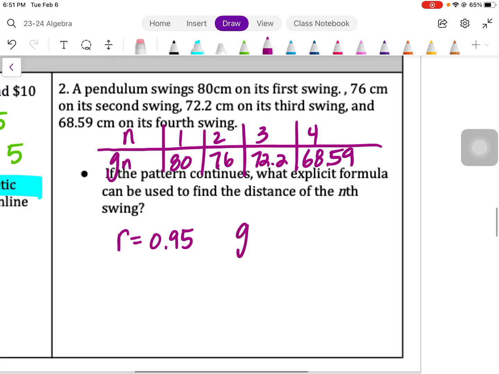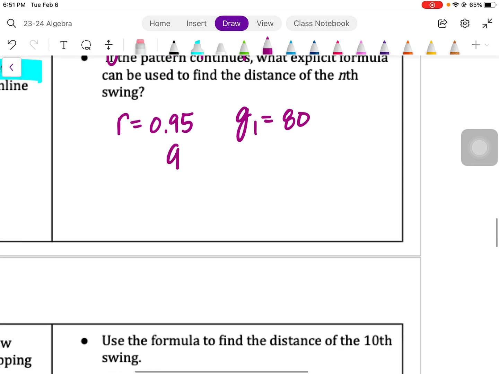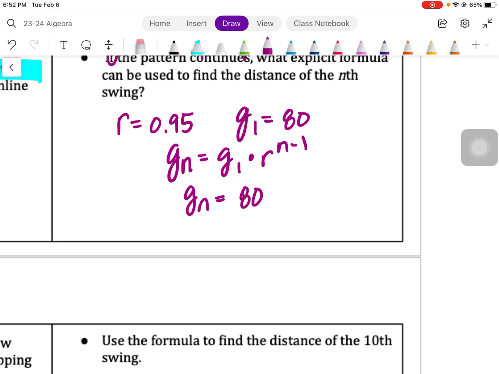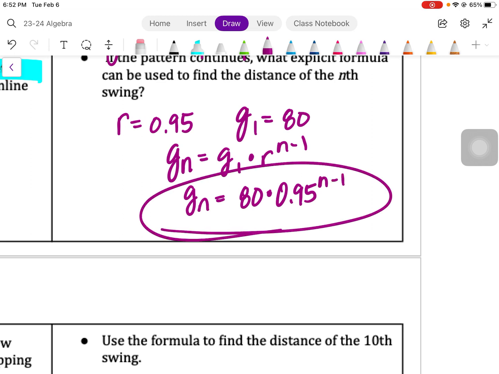So the next thing I'm going to do is finish this problem up. I know that G sub 1 is 80. And then I know my formula is G sub n equals G sub 1 times r to the n minus 1. So G sub n is equal to 80 times, and again, I'm not going to put r, I'm going to put 0.95 because that's my number, to the n minus 1. So this is my formula.